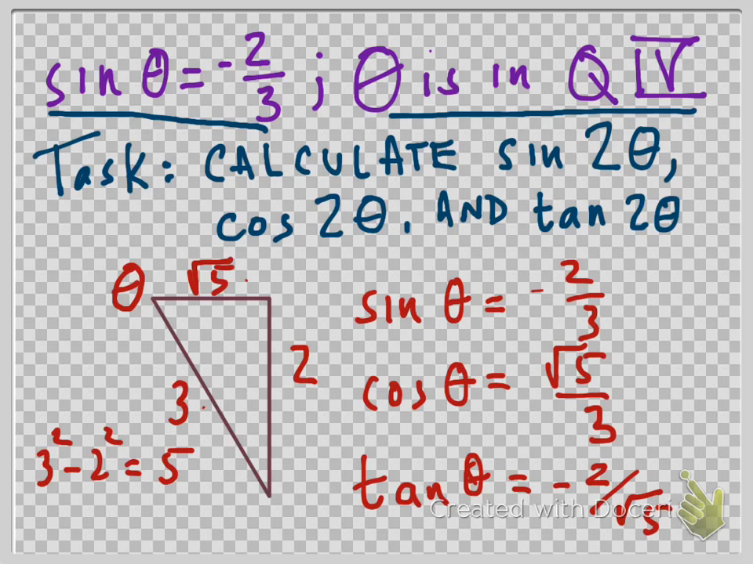Just keep in mind here the quadrant that the angle is in is what you really need to focus on to determine whether or not these values are positive or negative. In quadrant 4, cosine is positive and tangent is negative. And another thing I'm going to point out is that even though this is negative 2 over the square root of 5, I'm not really going to worry about that too much. That is, I'm just going to leave the value the way it is without rationalizing the denominator.